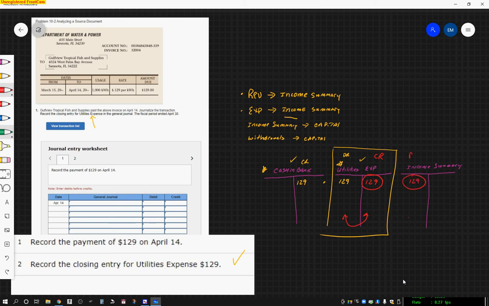So simple enough, folks. There's your second part of the transaction. That concludes 10-2 analyzing a source document. In this case, it was a water and power bill, and it was dated April 15th. It tells us that right here in the question itself. Don't look here, this is the invoice date. And there you go.